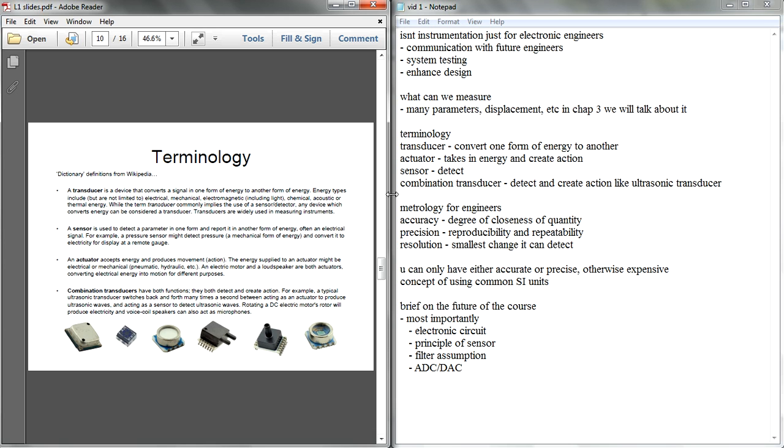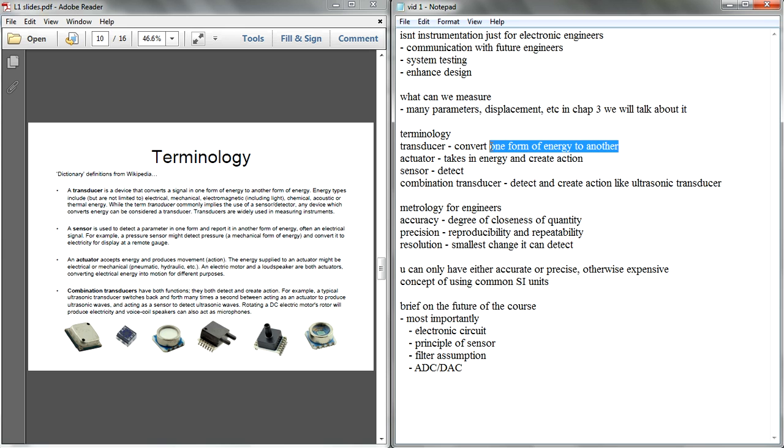And then terminology, transducer. It's a long chunk, so I'll just say that a transducer converts one form of energy to another, like acoustic, chemical, and so on. An actuator takes energy and creates action. A sensor is to detect, and a combination transducer is to detect and create action, like an ultrasonic transducer. So these are the things.